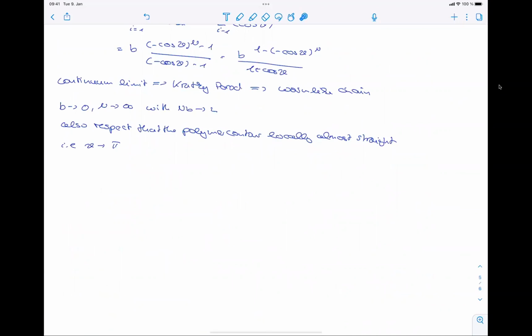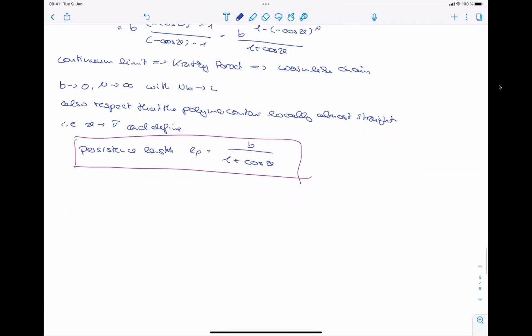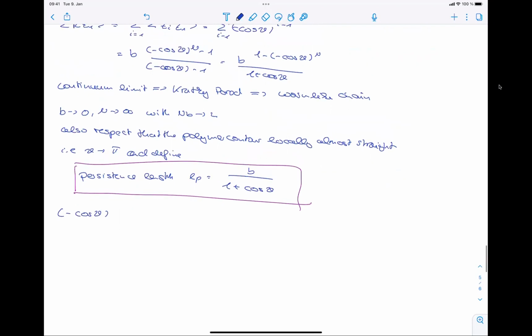And furthermore, we define an important quantity, namely the persistence length, Lp, that is equal to b over 1 plus cos theta. And why this choice? Well, we see this because what we're actually dealing with in all our expressions are minus cos theta to the power of, actually, small n for now.